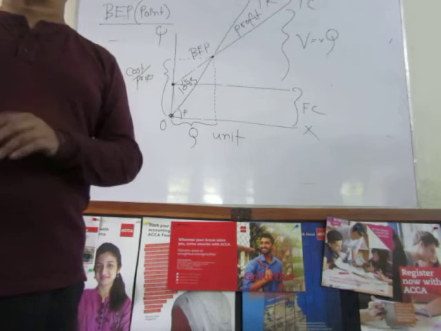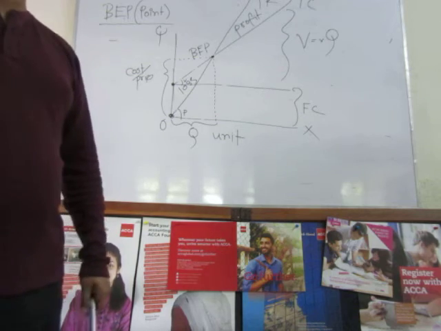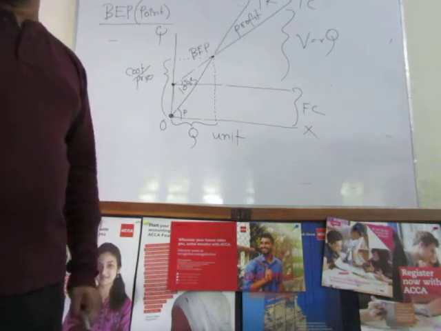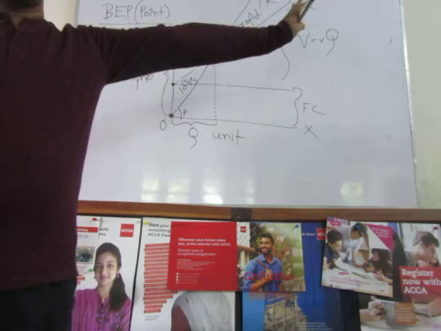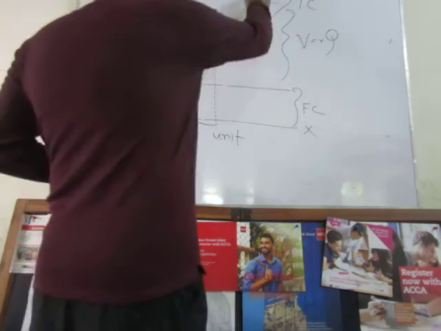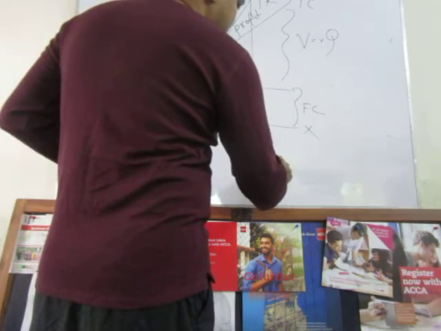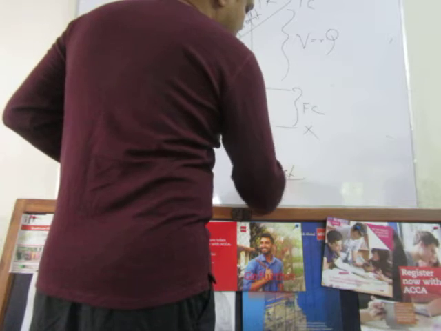Now the question is budgeting. How many units are you budgeting to produce or sell? Obviously your budget should be more than BEP. Suppose this is your budget or target sale. Target or budgeted sale.